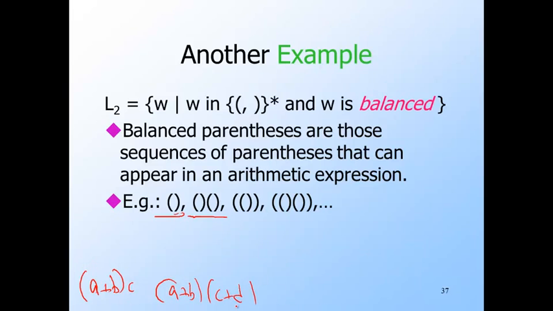Examples of strings that are not balanced are the right paren followed by a left paren. This is not balanced because no prefix of a balanced string can have more left parens than right parens. Obviously, there is no arithmetic expression that has this sequence of parentheses as its sole set of parentheses. Also, three lefts followed by two rights is not balanced because it has more left parens than right.